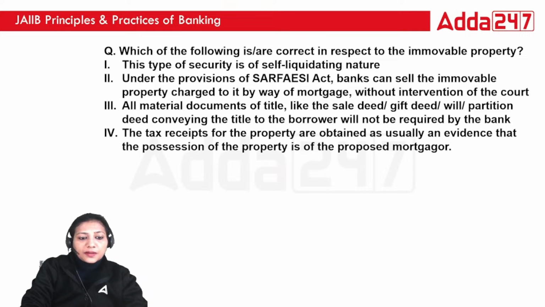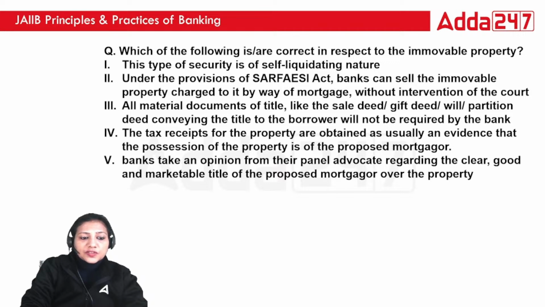Four, the tax receipts for the property are obtained as usually an evidence that the possession of the property is of the proposed mortgagor. Five, banks take an opinion from their panel advocate regarding the clear, good and marketable title of the proposed mortgagor over the property. All are correct except 1, 2, 4 and 5, 1, 3, 1, 2 and 3, 3, 4 and 5.